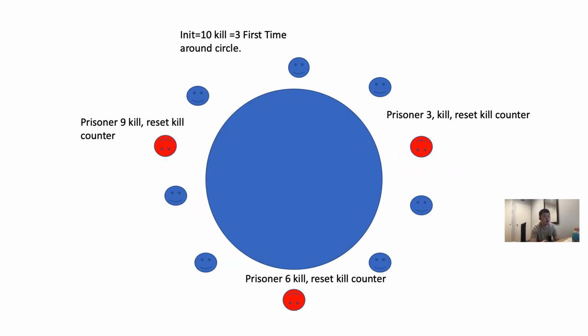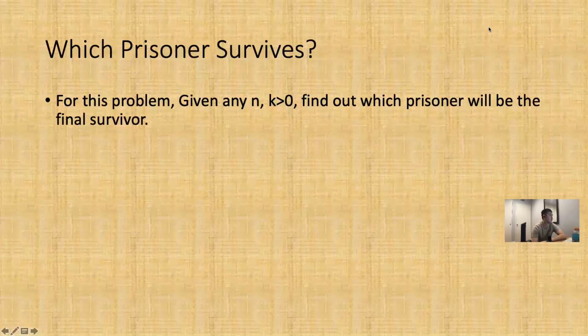Then we're going to have to reset the kill counter back to 3, something I'll explain when we actually solve the algorithm. The main point is that after we kill off the prisoner, we do it again. 1, 2, 3. We kill the 6th prisoner off. Then we do it again. 1, 2, 3. Now prisoner 9 is dead. And we keep going around this table until there's only one prisoner that survives from this execution.